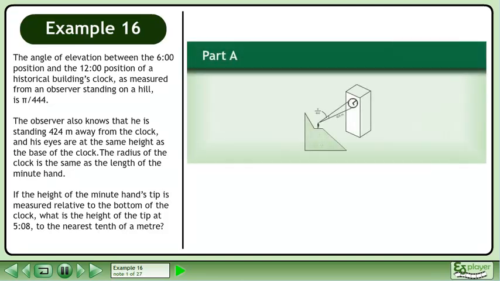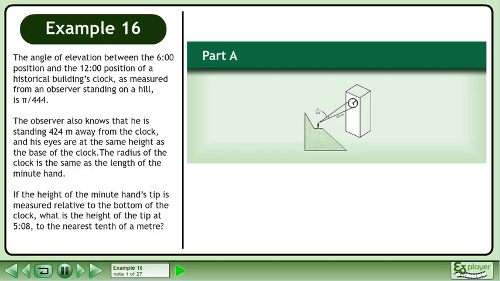The angle of elevation between the 6 o'clock position and the 12 o'clock position of a historical building's clock, as measured from an observer standing on a hill, is pi over 444. The observer also knows that he is standing 424 meters away from the clock, and his eyes are at the same height as the base of the clock.